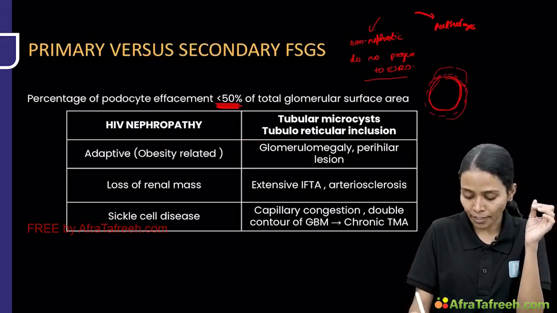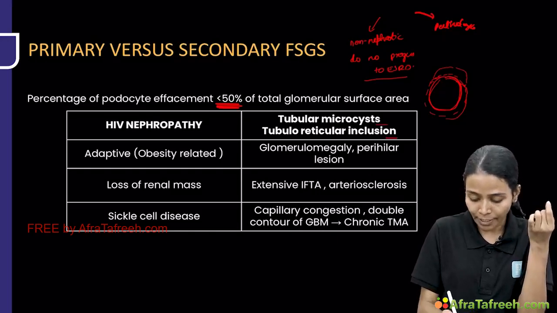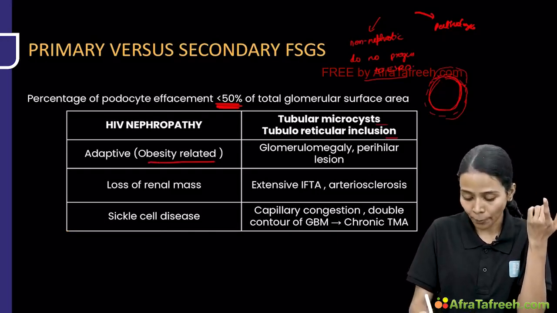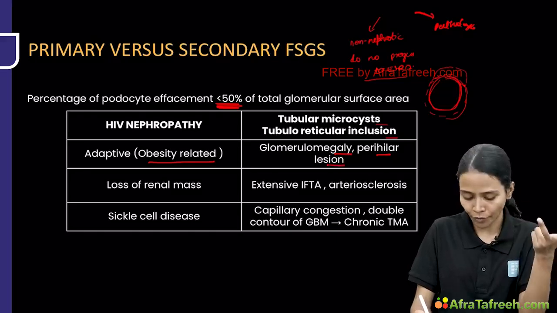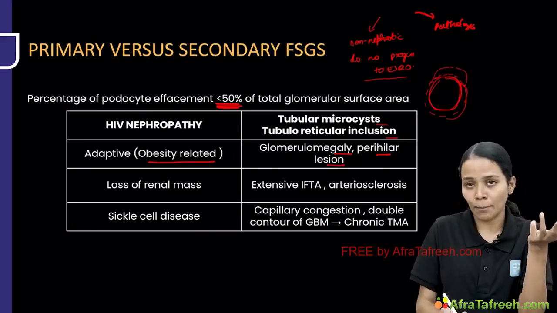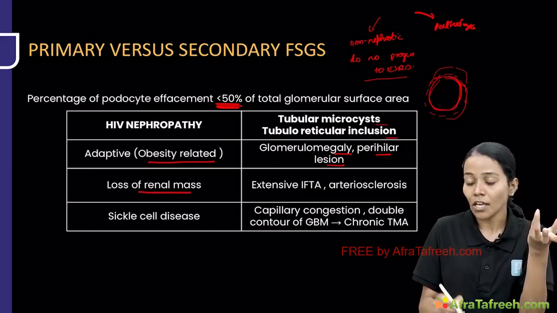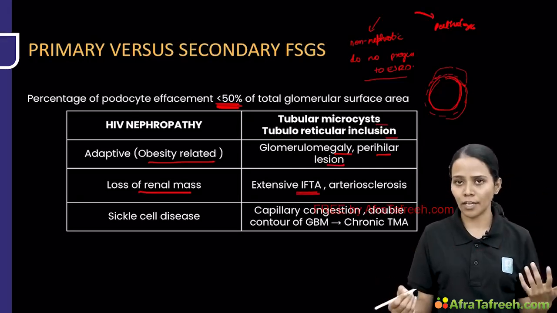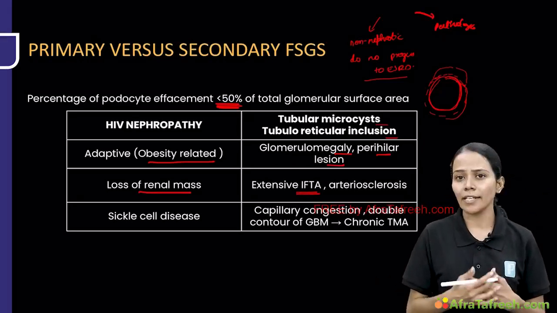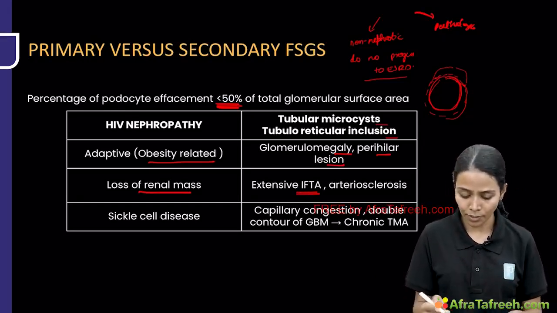In HIV nephropathy, there is going to be tubular microcysts and tubuloreticular inclusions. In obesity related, we already discussed, there can be glomerulomegaly with perihilar lesion. These are the additional things that we are going to find. When there is loss of renal mass, like in oligomeganephronia or renal ablation, there is going to be extensive interstitial fibrosis and tubular atrophy, along with arteriosclerosis.